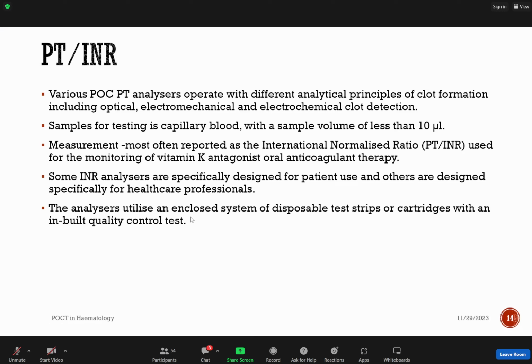As for PT-INR, various POCT-PT analyzers operate with different analytical principles of clot formation, including optical, electromechanical, and electrochemical clot detection. Sample for testing is capillary blood with a sample volume of less than 10 microliter. Measurement is most often reported as INR, used for the monitoring of vitamin K antagonist oral anticoagulant therapy. Some INR analyzers are specifically designed for patient use and others are designed specifically for healthcare professionals. The analyzers utilize an enclosed system of disposable test strip or cartridge with an inbuilt quality control test. That is why we call it electronic QC.